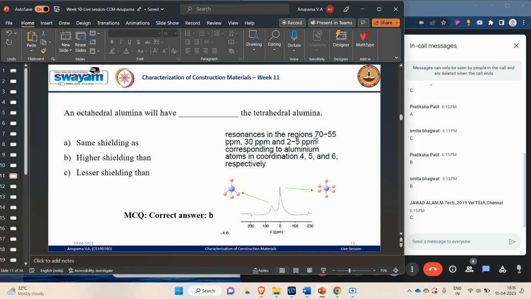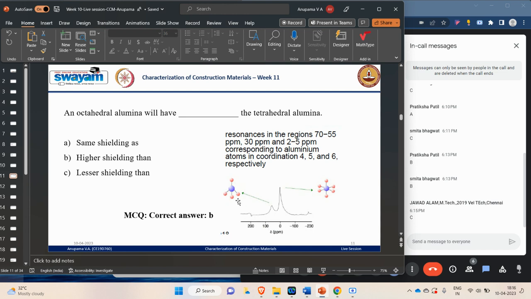So in the region corresponding to when the aluminium atoms are in coordination of 4, 5 and 6, this is a tetrahedral alumina, this is an octahedral alumina. There is more shielding when it becomes octahedral alumina, with a coordination number of 6, so it has 6 atoms around it. When it is a tetrahedral alumina, it has only 4 atoms. So the shielding is much higher in the case of octahedral alumina and not in the case of tetrahedral alumina.